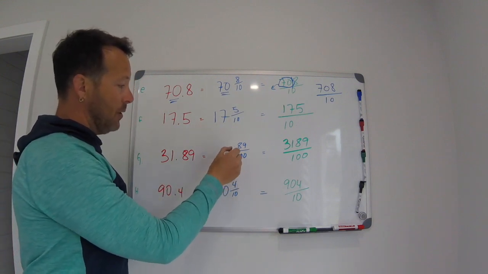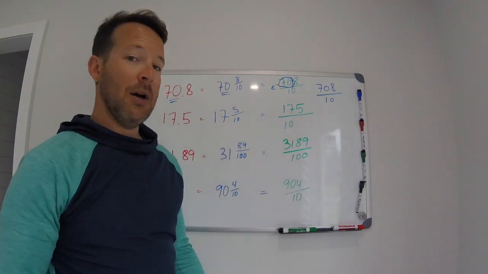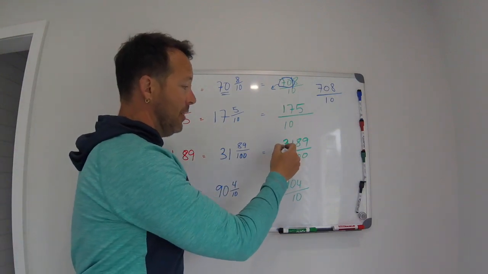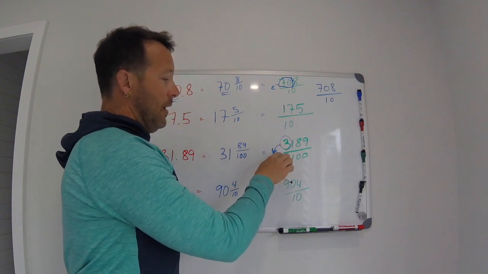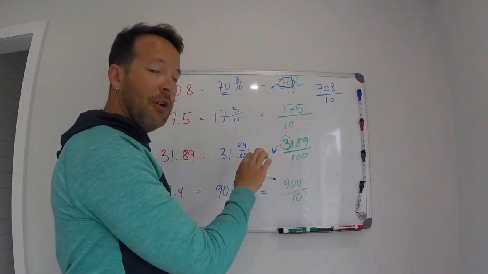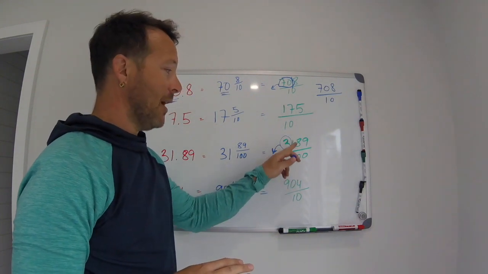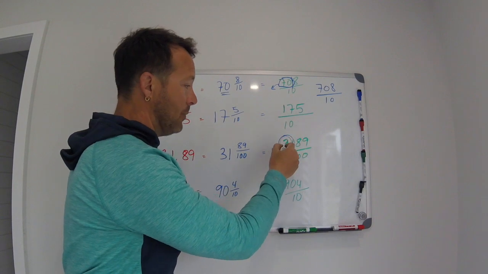We just take the 31 and the 89, we put them side by side, it's over 100, and voila, we have our improper fraction. Now if I just took out the 3 and I put it here, I would have 3 and 189 over 100. I still have an improper fraction. That's why we're taking the 3 and the 1.